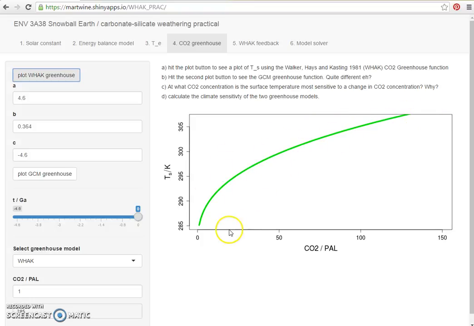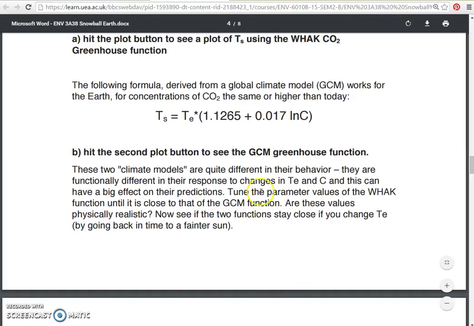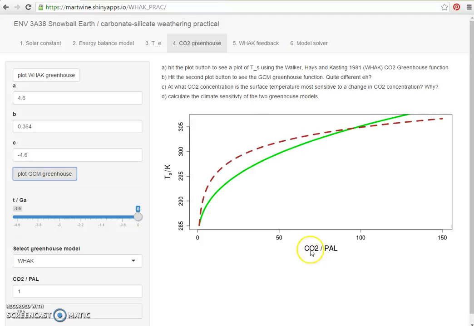So this is Walker-Hazen-Casting's CO2 function. If we plot this one, we've got the greenhouse derived from the GCM. So the form is similar, but the details are different. And in the practical sheet, it says have a go at tuning the parameter values for the WACC function for the Walker-Hazen-Casting model until it's close to that of the GCM one. So that's just a bit of fun, really, to show that you can twiddle the knobs of any model to get the result that you might want. Although, of course, the resulting model may in no way be physically realistic as a result of that extreme tuning.